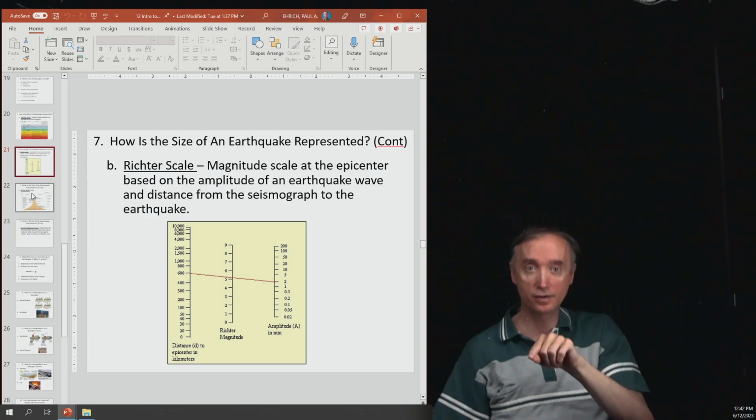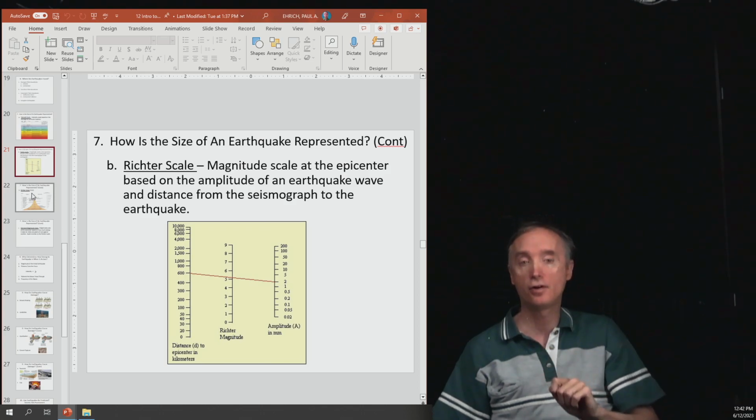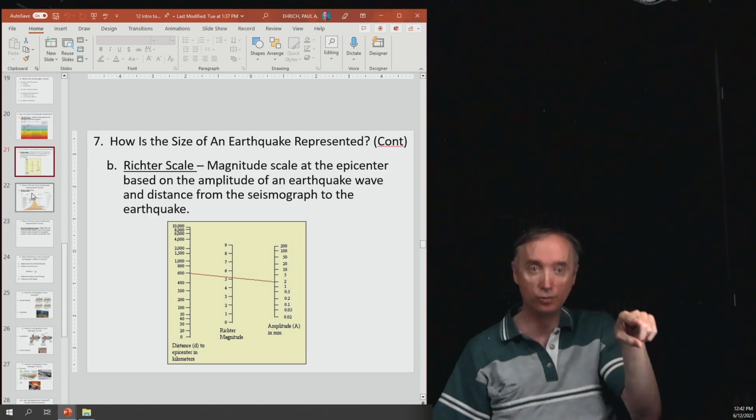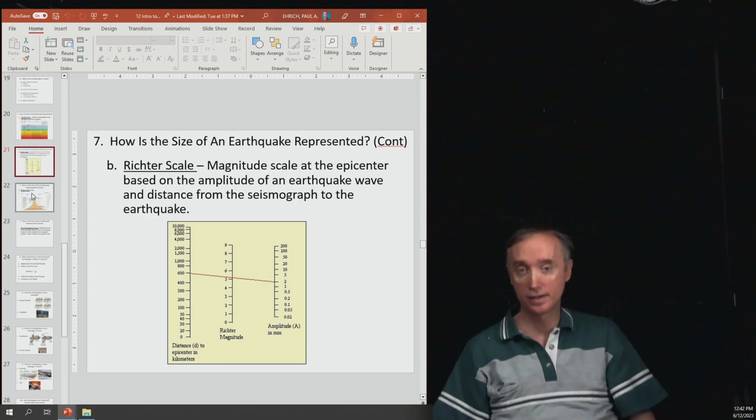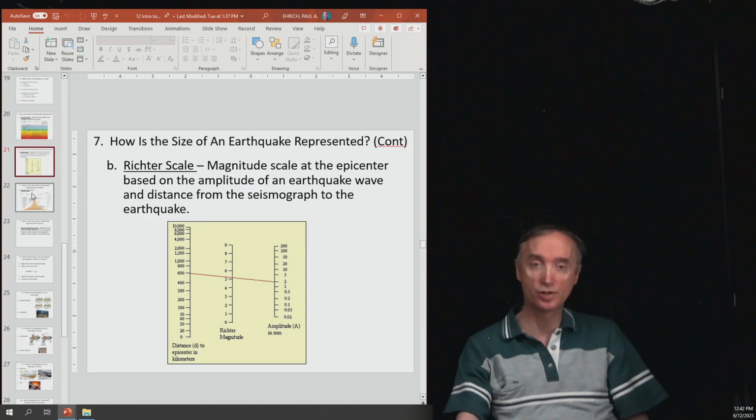Then on the other side of the graph, you need to know how far away the earthquake was. So once you've got those two pieces of information, you connect the two with a straight line, and where it goes across that center one, that's going to tell you the strength of that particular earthquake. So you should be able to do that on the exam.